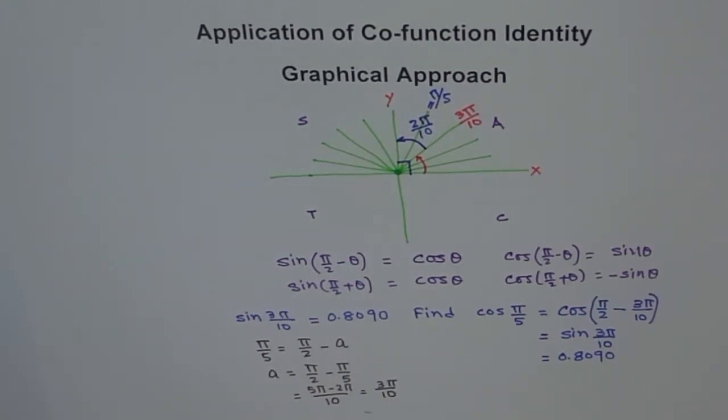Correct? So I get A as 3 pi by 10, and therefore I could write pi by 5 as equal to pi by 2 minus 3 pi by 10. So this is my algebraic method of getting the same result. Do you see that? So it could be done algebraically. It should normally be done algebraically. But this is an alternate for you.